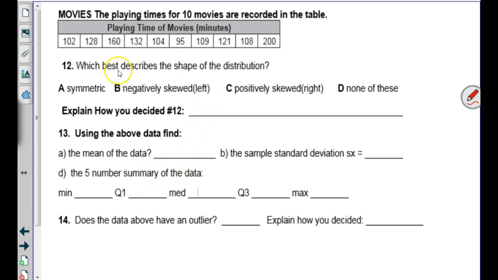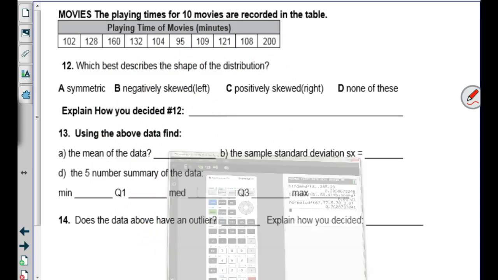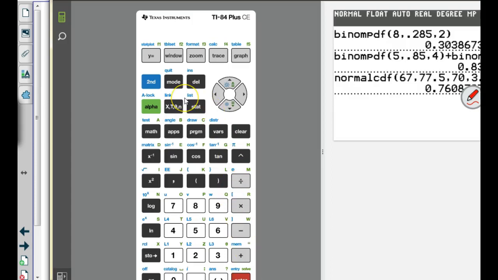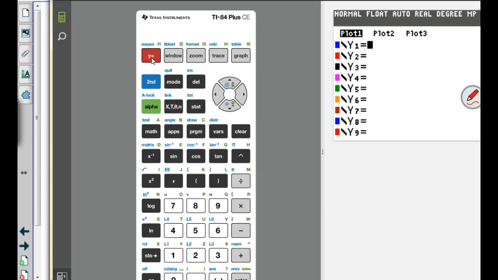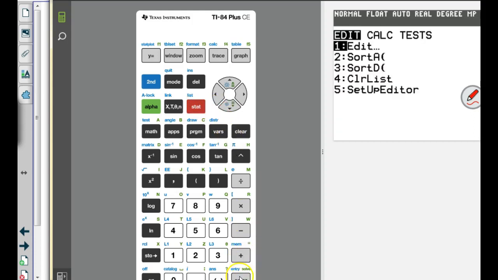Let's just start with 12. Do you remember how to enter this in and then turn the plots on? I'm really nervous that some of you aren't going to remember this. Okay. I'm going to go to y equals and make sure I don't have anything entered in. And I'm actually going to go up here and turn the plot off just because that way I have to turn it on with all of you. I'm going to go stat, enter.